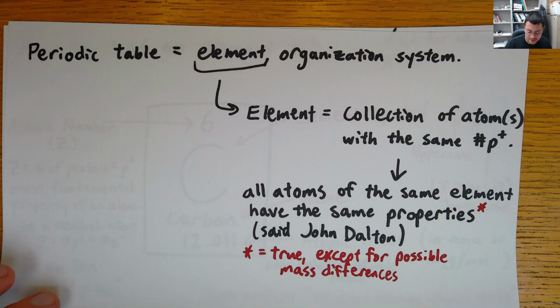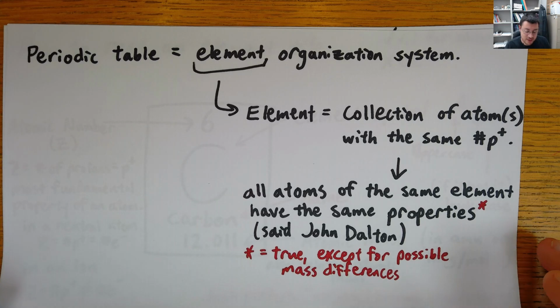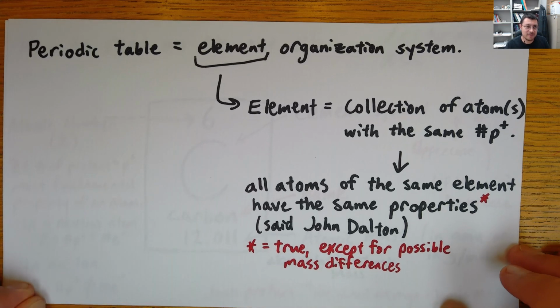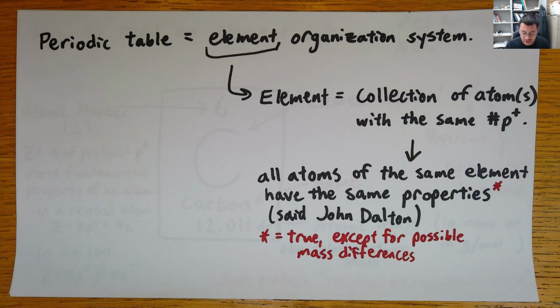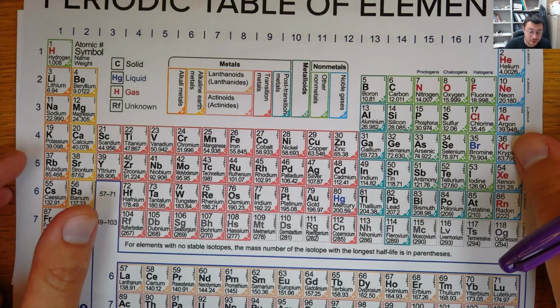So what is the periodic table? What's its purpose? It's an element organization system. So that means we're going to have to define what an element is. An element is a collection of atoms, all with the same number of protons. As I'll say a number of times, the number of protons an atom has is the most important and the most fundamental property of an atom. It's the property that tells you what element is what element. Okay? I'm going to say this a bunch of times throughout all my videos, hopefully.